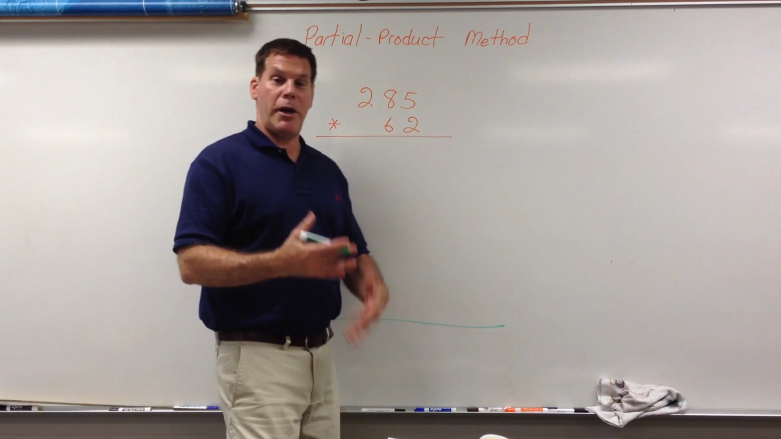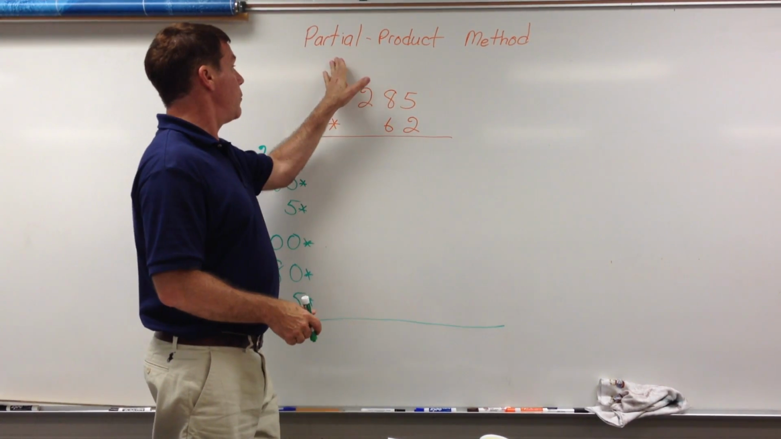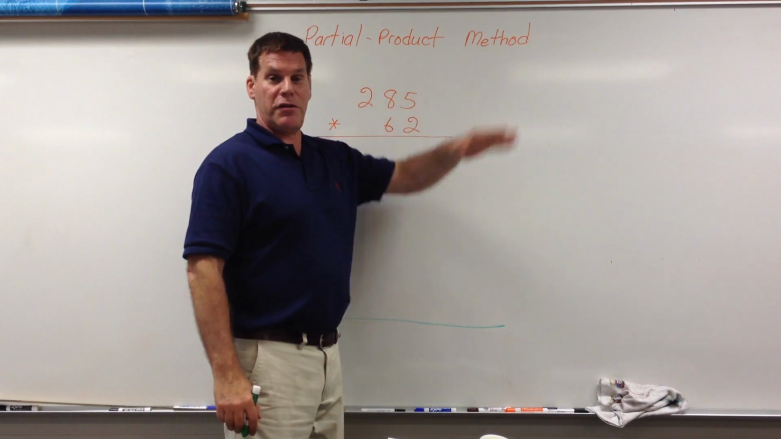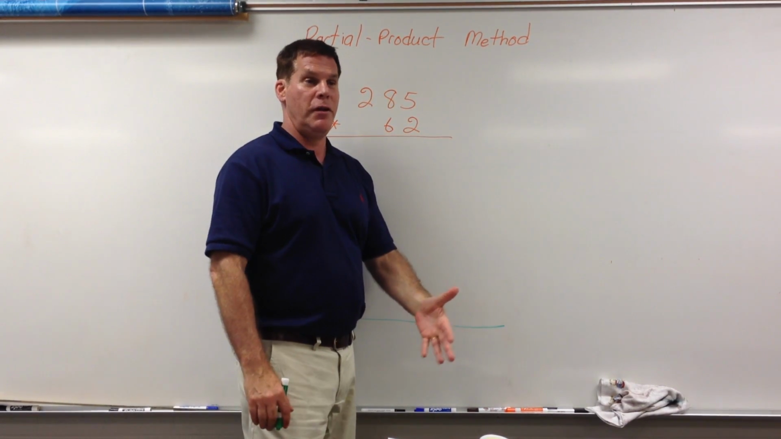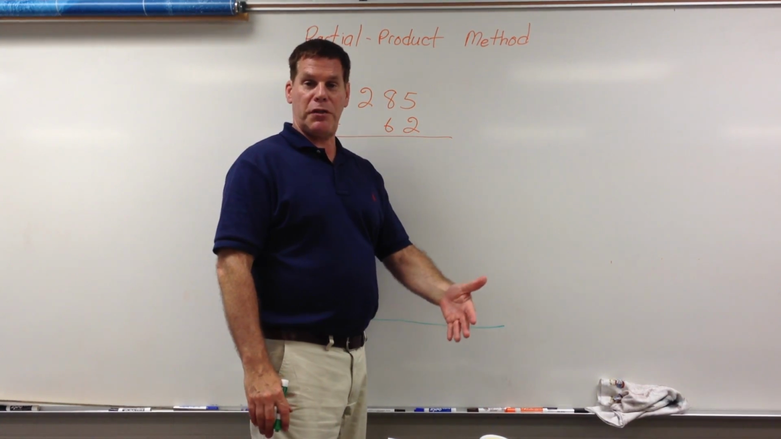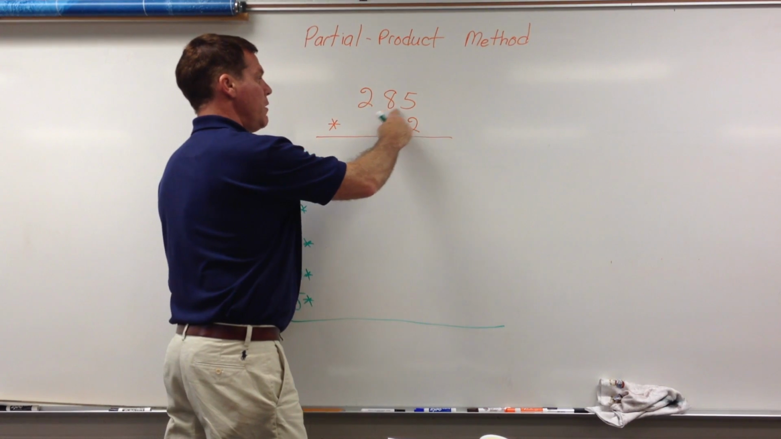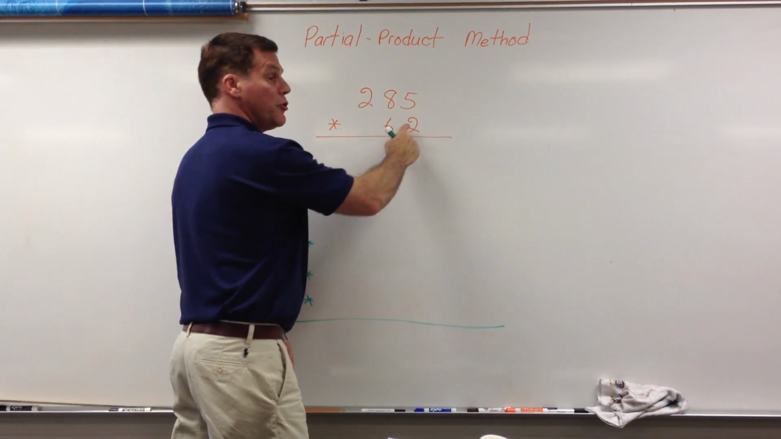What I'm going to be talking about in this lesson is something that we call the partial product method. This is similar to the partial sum method, except instead of adding, we're going to be multiplying using those place values by place value. So my beginning number is 285 times 62.